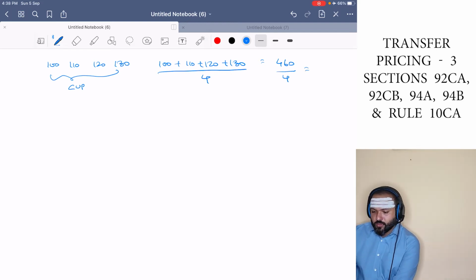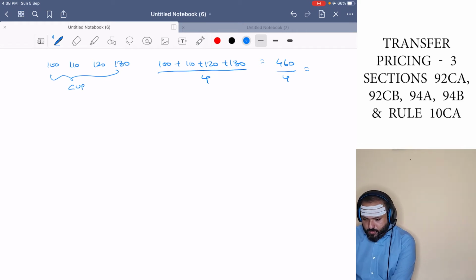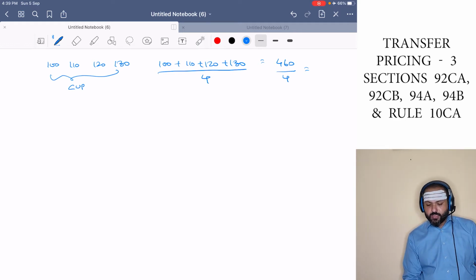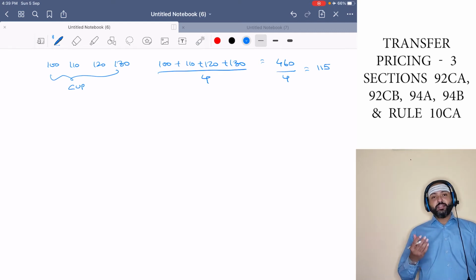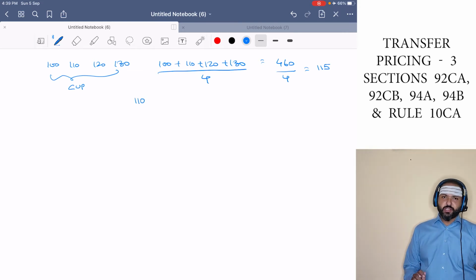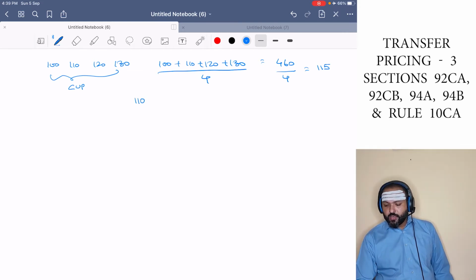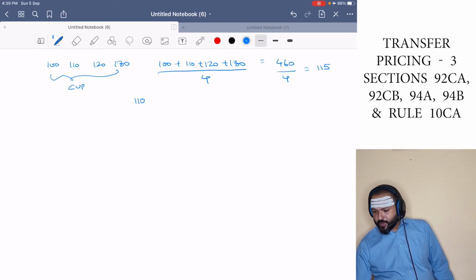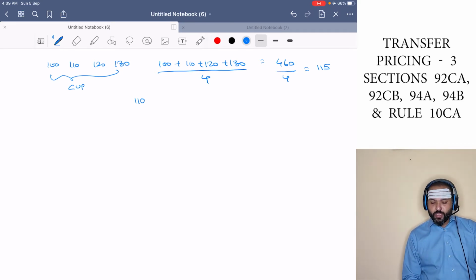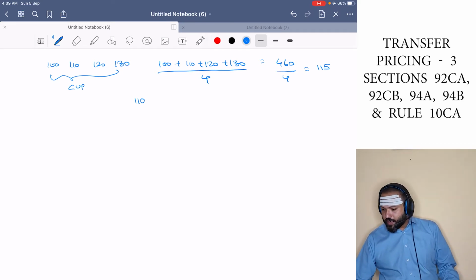So 460 divided by 4, the arm's length price is 115. Now the transaction price is what? Transaction price, let us say, is 110. So what will be the tolerance band here? The tolerance band will be 3.3 rupees. So 110.